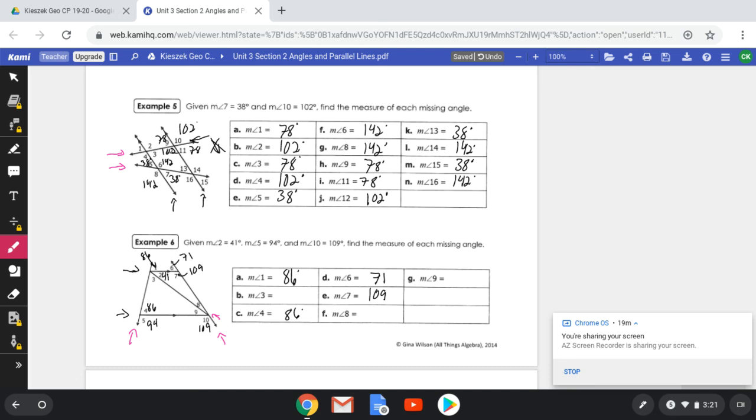Alright, so now we have 3, 8, and 9 left. Well, I can figure out angle 3 here because just like 2 examples ago, these 3 angles here, 1, 2, and 3, help create a line. And I know 2 out of the 3 angles. So I could take 180 minus 86 plus 41. So that's what, 127. So 180 minus 127 is going to be 53. So that means angle 3 is also 53.